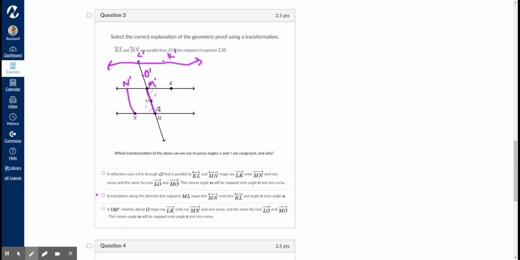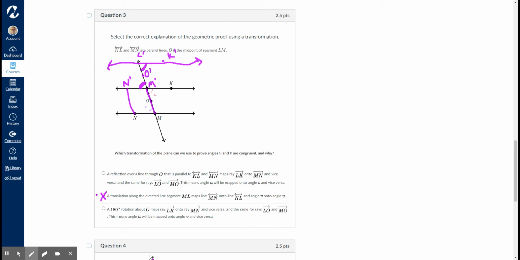But what it's going to do is it'll map angle U to right here and angle V to right here. So that really doesn't tell us that they're congruent. It just puts them in different places. It moves V to be vertical to U, but we're not working with that right now. So this one isn't going to work because we really want V to land on top of U.